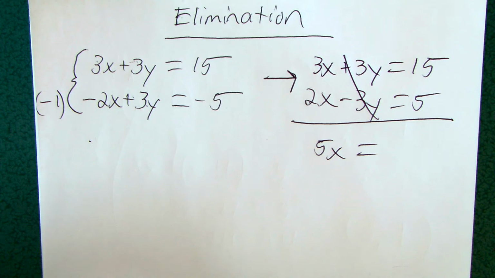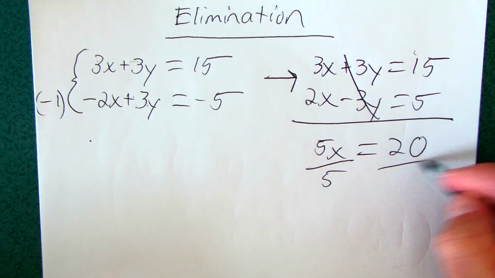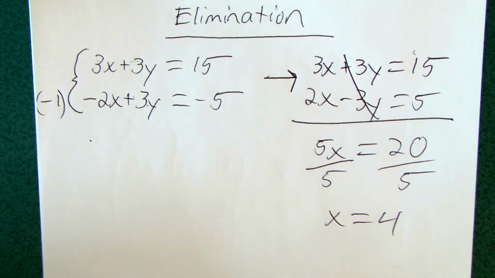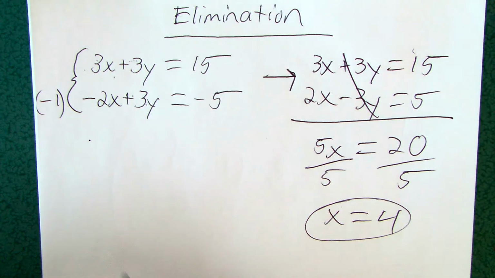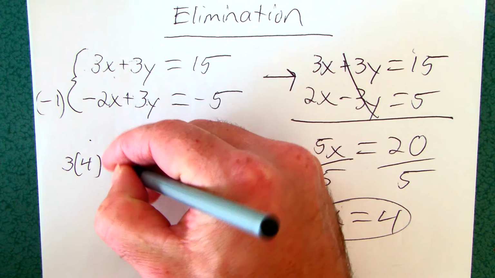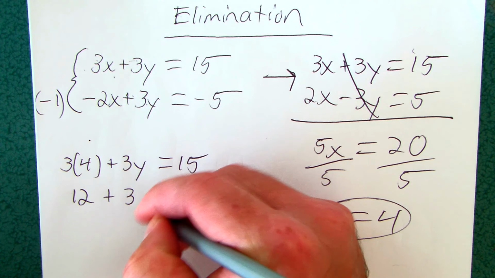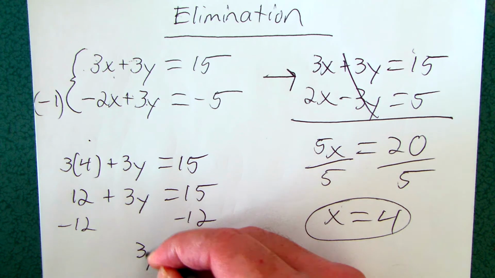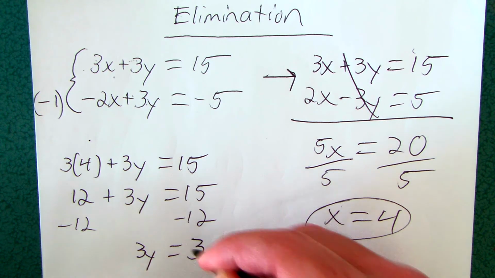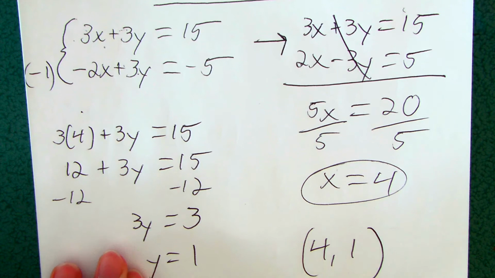Now we're just left with 5x equals 20. 15 and 5 is 20. Divide both sides by 5. And I get x equals 4. So since we solved for our first variable there, you can substitute it back into either of these originals. It does not matter. I'm going to put it back in the first one. So I get 3 times 4 plus 3y equals 15. So 3 times 4 is 12. Subtract 12 from both sides. Again, we're just trying to solve for y here. And I get 3y equals 3. Divide by 3 and I get y equals 1. So my final answer is 4, 1.